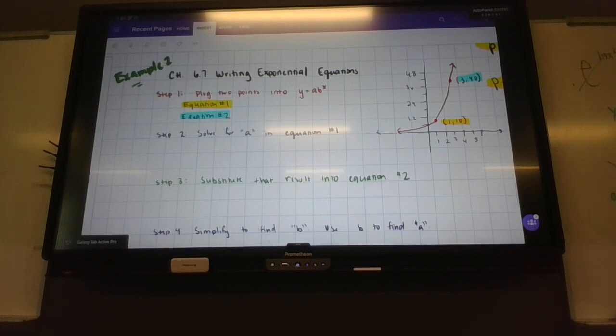All right. So anyway, example 2, chapter 6.7. If you want to just look that over, it's very similar, different numbers, but same steps.